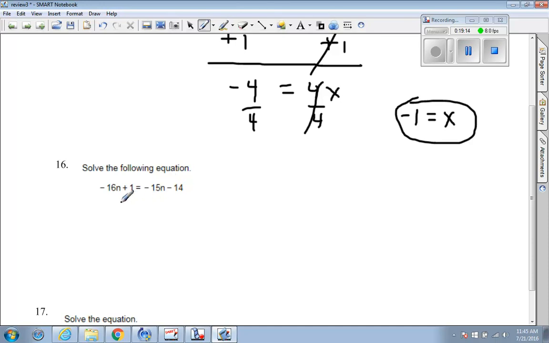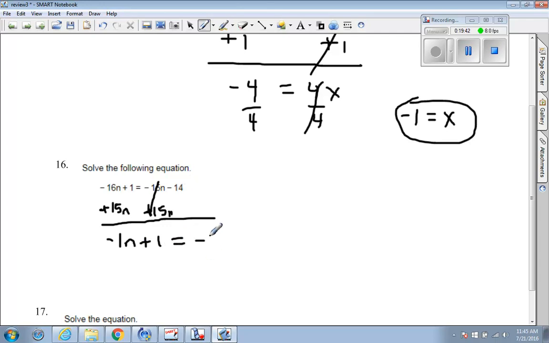So, okay, this one, letters on the left, numbers on the right. So I'm going to add 15n to the other side because the opposite of negative 15n is positive 15n. Add 15n. Negative 16 plus 15 then is negative 1n. I'm going to keep the plus 1.